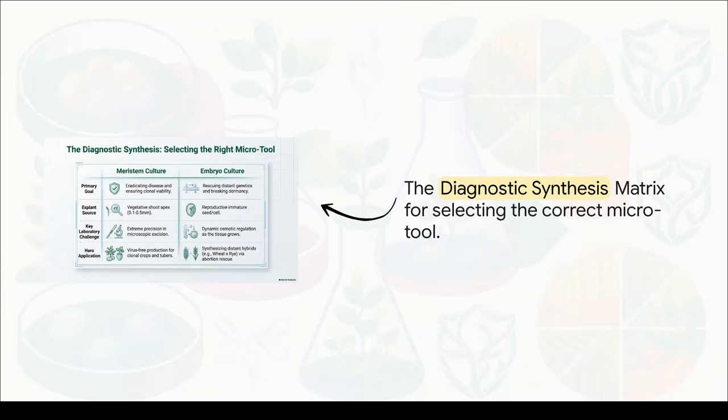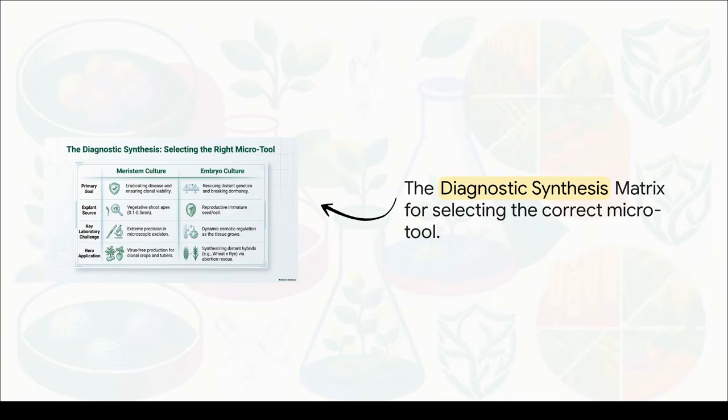So the crucial point to take away is this diagnostic matrix. Just look at how perfectly they contrast. Meristem culture relies on a vegetative shoot apex just a fraction of a millimeter wide, which brings extreme precision challenges into the laboratory. Its hero application is producing those perfect, virus-free clones. Embryo culture, on the flip side, relies on reproductive immature seeds and cells. Its key lab challenge is that dynamic osmotic regulation we discussed earlier, and its hero application is synthesizing those distant, impossible hybrids.